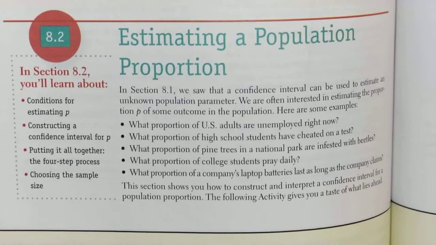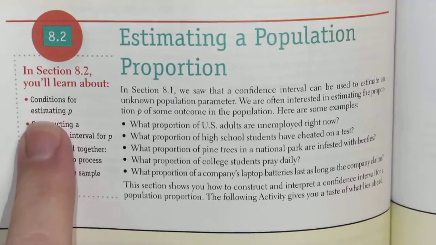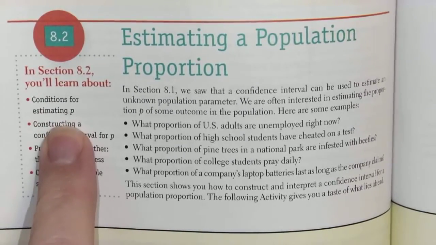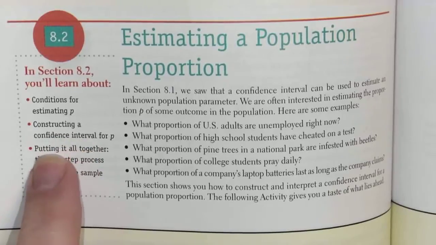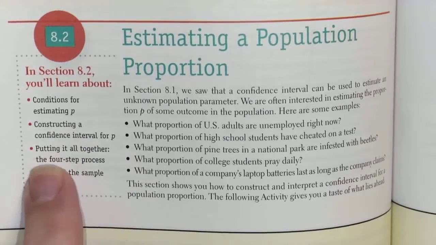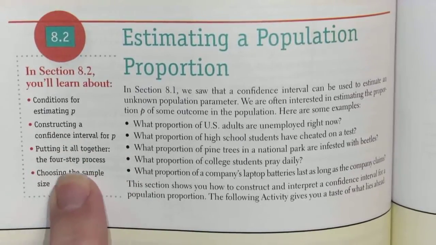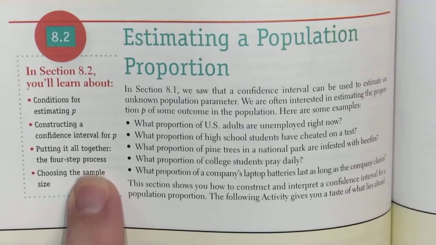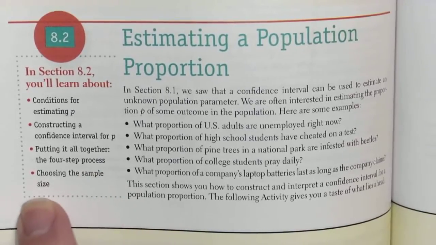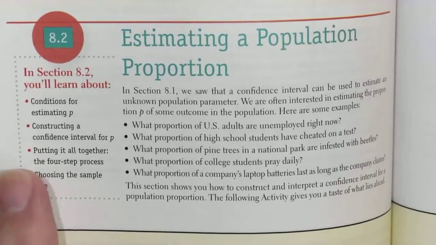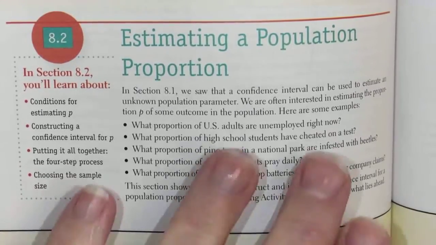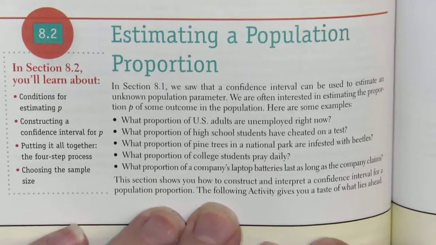The things we're going to learn about are conditions for estimating P, constructing a confidence interval for P, putting it all together, and the four-step process of doing that. Choosing the sample size. We're not going to get to all of that today, but that's what is in 8.2. So these are some of the things.